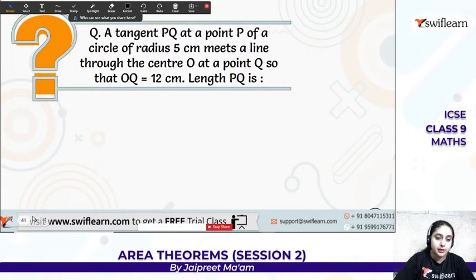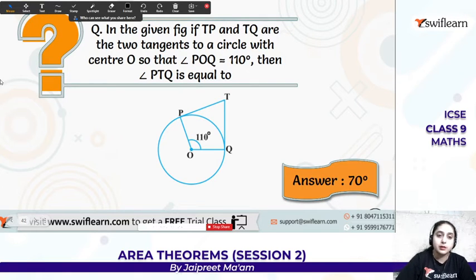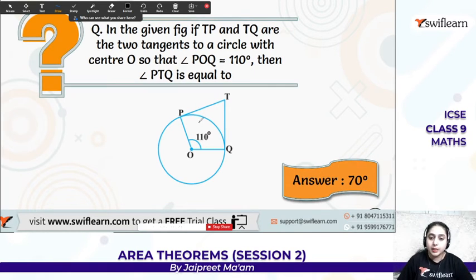Okay, so these are some basic questions asked in many competitive exams, so these are very important questions actually. Now the figure is given. We have TP and TQ, two tangents, because they are formed outside the circle at two points P and Q, with center O, so that angle POQ is 110. Then angle PTQ is equal to? Now we have to find out this angle. This is a quadrilateral because it's a four-sided figure.